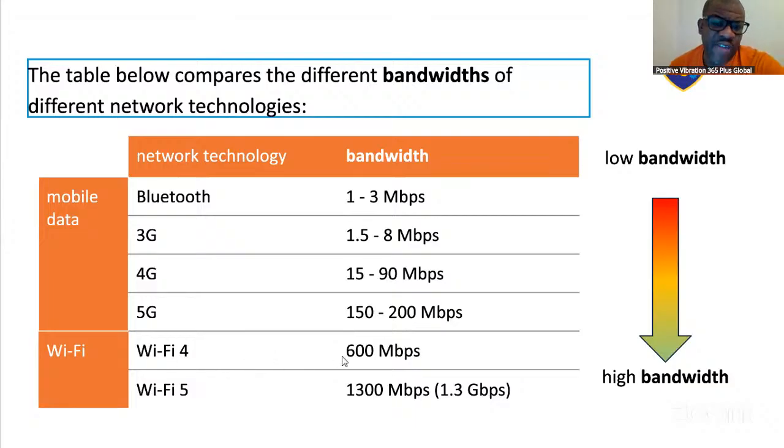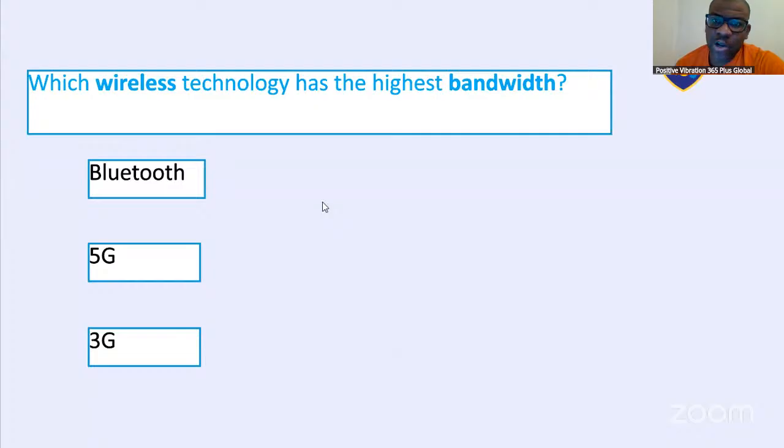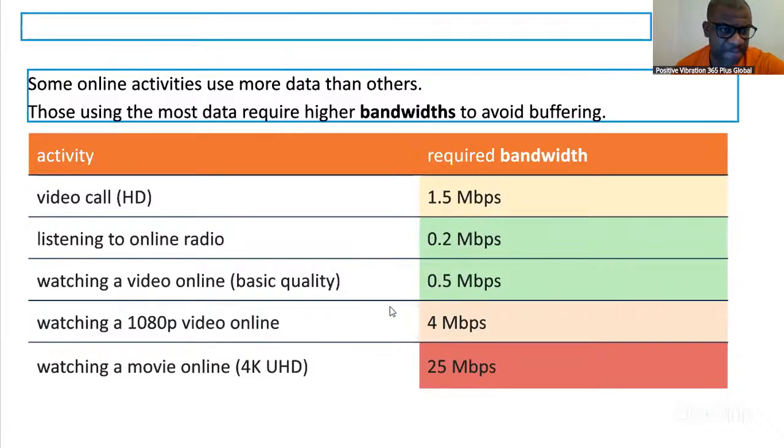Look at Wi-Fi. Wi-Fi is generally around 600 megabits per second. So if you check your modem box now, you can see how much bandwidth is on there. So your Wi-Fi will be faster than any of your mobile networks. And if you manage to get Wi-Fi 5, which is the highest Wi-Fi, it's going to be 1300 megabits per second. All right. Cool. So here you are to answer which of these has the highest bandwidth, and that would have been 5G. Okay.